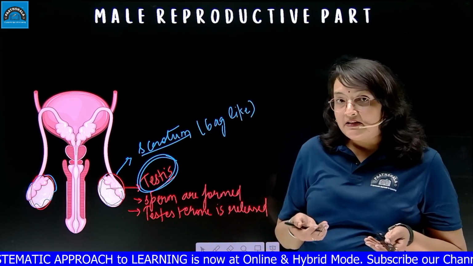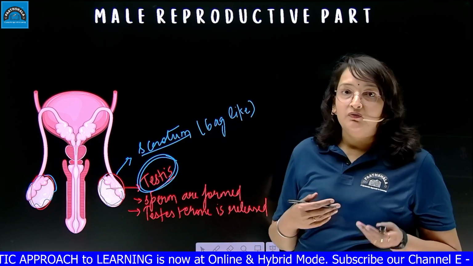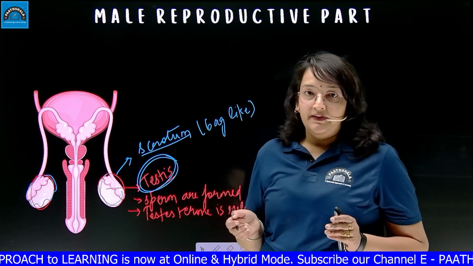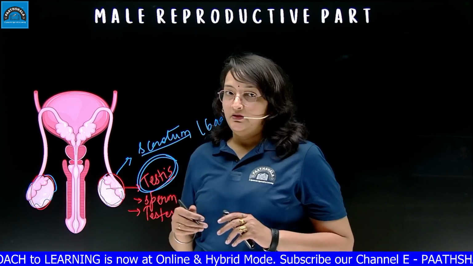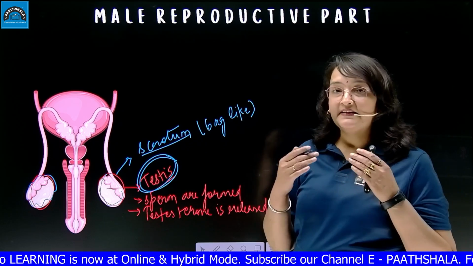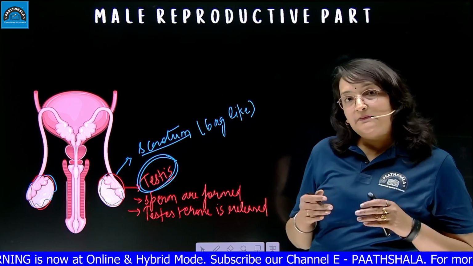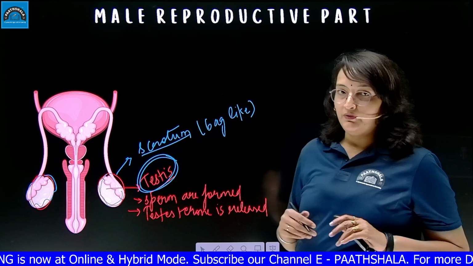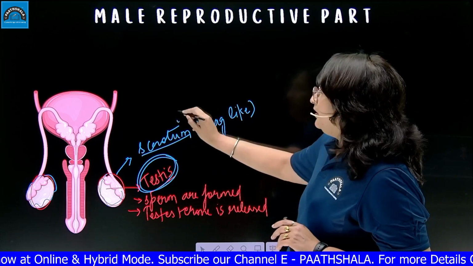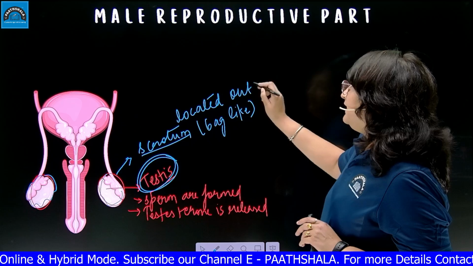And if it fails during that pregnancy time, the baby boy who is born will be impotent. Their reproductive system will not be working. So it is a very important step, and this descending of the testis from the abdomen takes place during fetal development only. This scrotum, this bag-like structure, is located outside the abdomen.